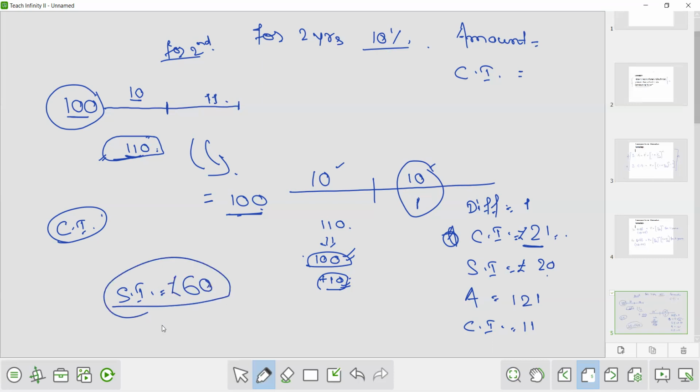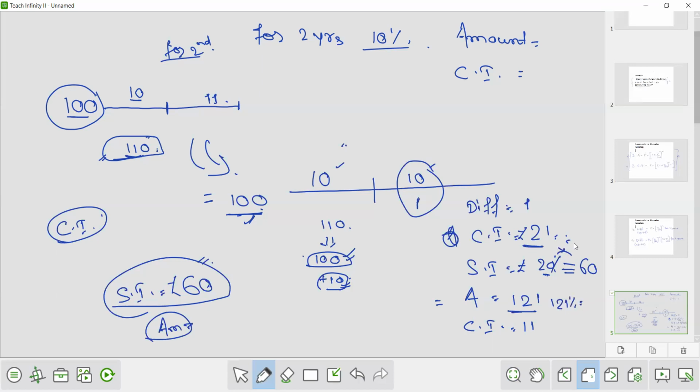Now tell me the amount at the end of 2 years. So here this 20 is equivalent to how much? 60, because we know that the simple interest at 10% rate for 2 years is 20%. Means if you have taken this value 100, so it becomes 20%. So 20% is equivalent to 60. Now you have to find the amount. So amount, you know that it is 121%.